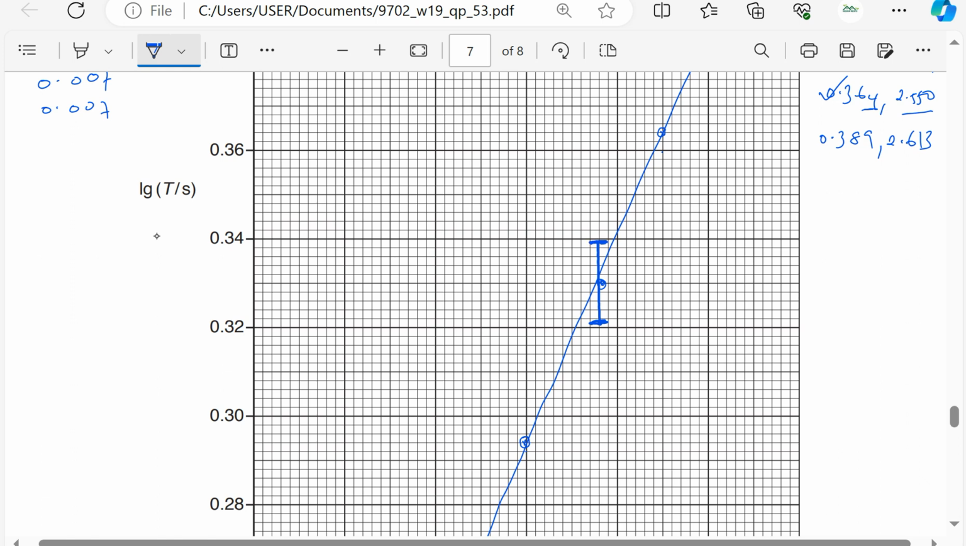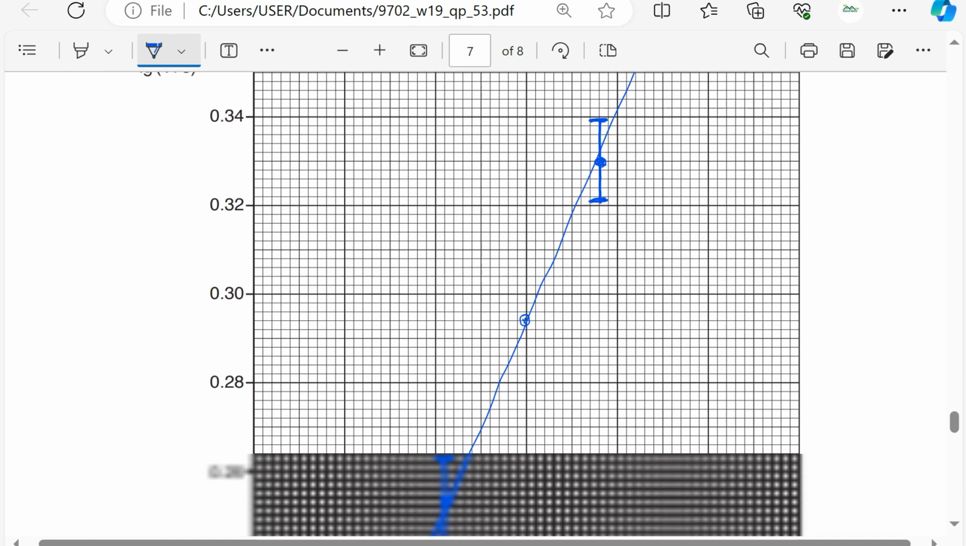Please draw your lines better than mine, because I'm drawing them on a computer, so that is the biggest problem. But this line should be passing through the center of the plotted point. Maybe let me try to erase it and redraw it. It should be passing through the center of the plotted point.